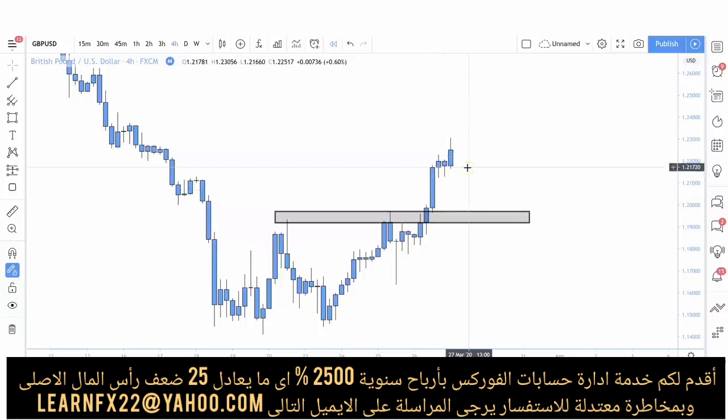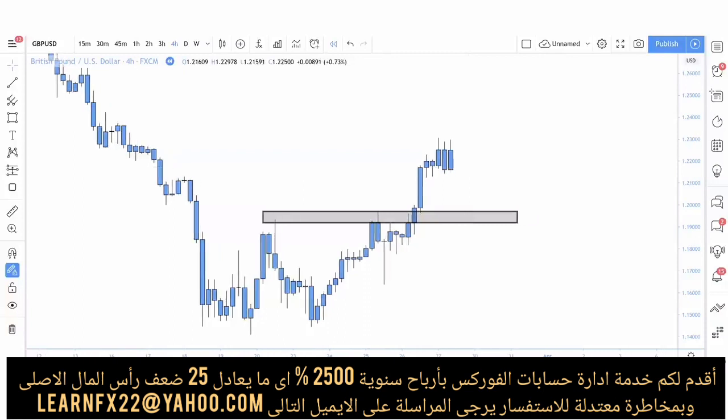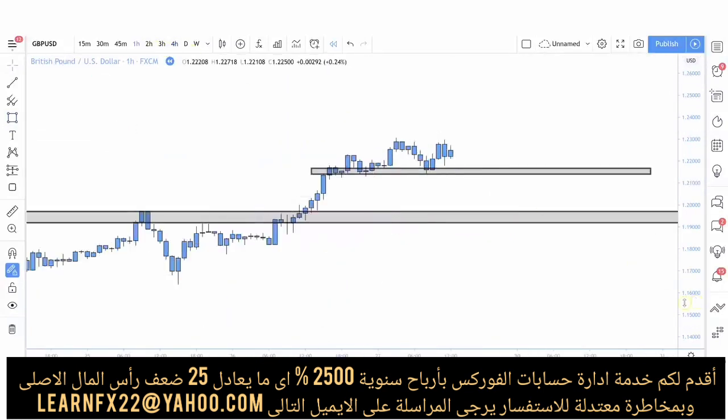So let's just see what happens with this structure and then just go from there, really. So we keep pushing the candles and see if we can see this level is being held, which is really interesting. Let's go over to the hourly time frame, see what happens here.